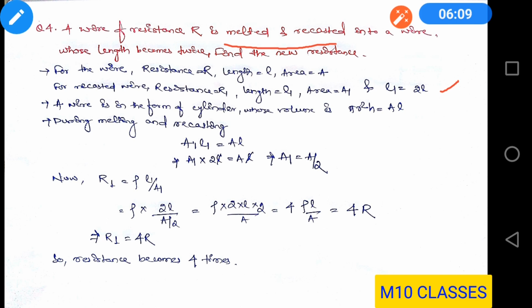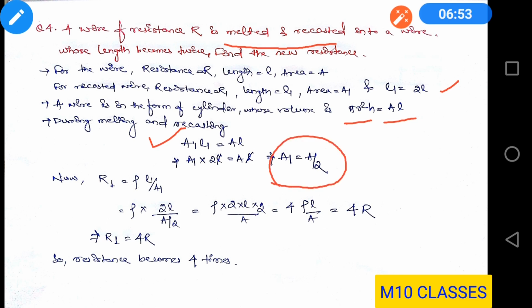A wire is in the form of a cylinder, and for a cylinder the formula of volume is pi r square h, but I have written it here as AL. Why? Because the area of cross section of a cylinder is a circle, that is pi r square. So in place of pi r square it is A, and for the height of the cylinder, in case of a wire, it is nothing but the length, so I have written AL. Now if the volume remains the same, you can write A1 L1 equals A into L. Now put the value of L1 as 2L, and you get A1 equals A by 2.